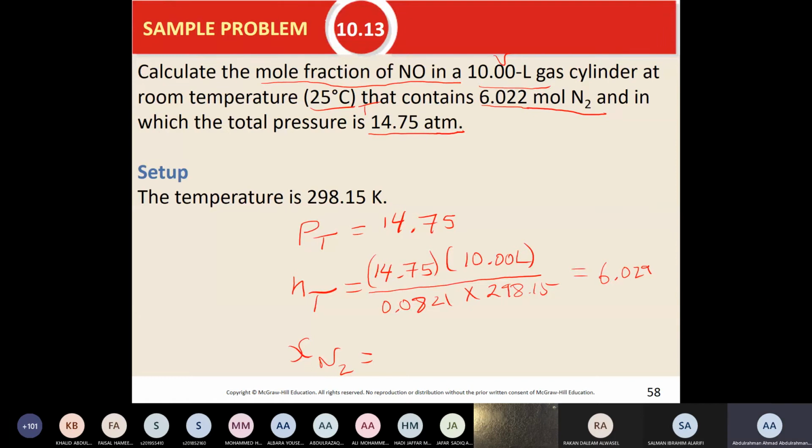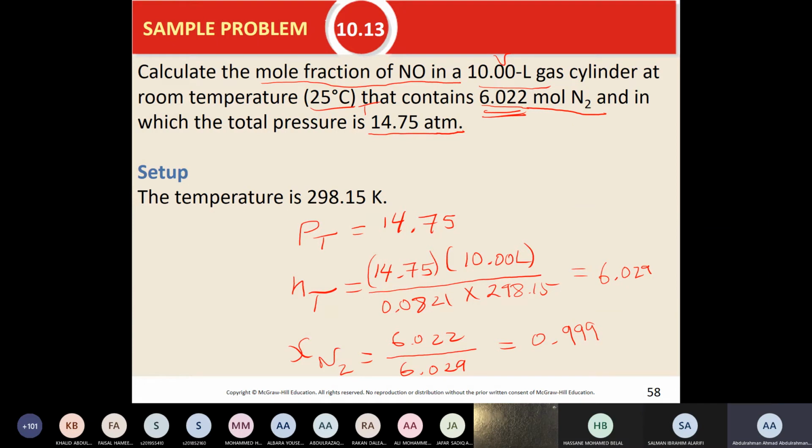Then what's the mole fraction of N2? We have 6.022 of N2 divided by 6.029. And what's the answer? 0.999. Exactly. It cannot be 1.